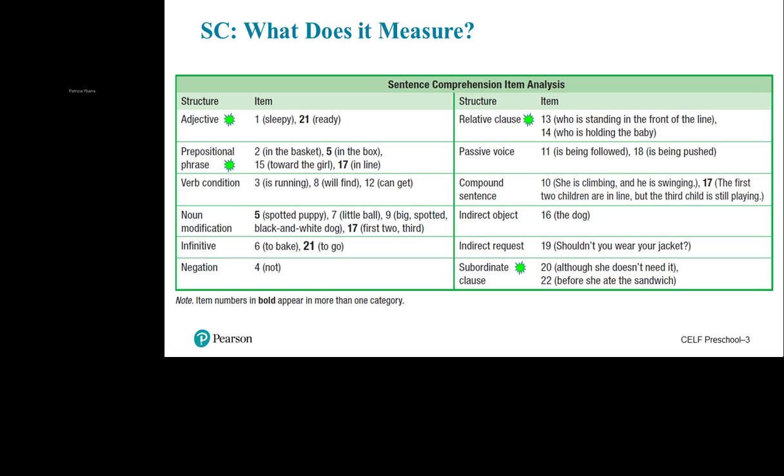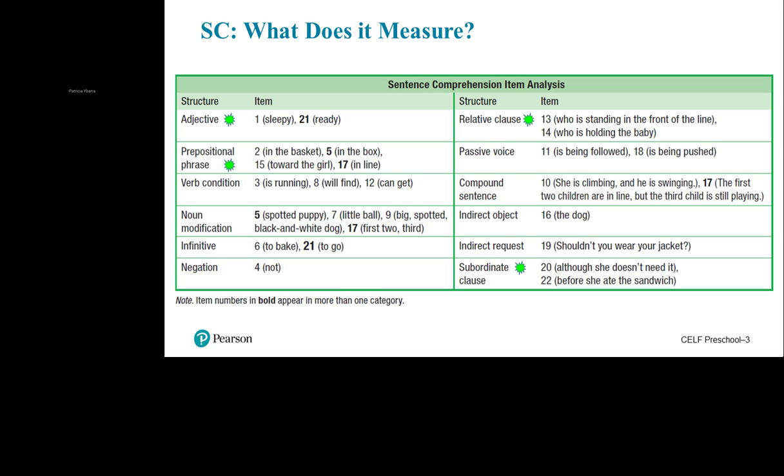The sentence comprehension subtest measures the child's understanding of sentence structures. Item analysis tables like this one provide information on the type of sentence structures with which the child is struggling. From the item analysis table here, you see a breakdown of the different types of sentence structures assessed, including those with adjectives, prepositional phrases, relative clauses, and subordinate clauses.